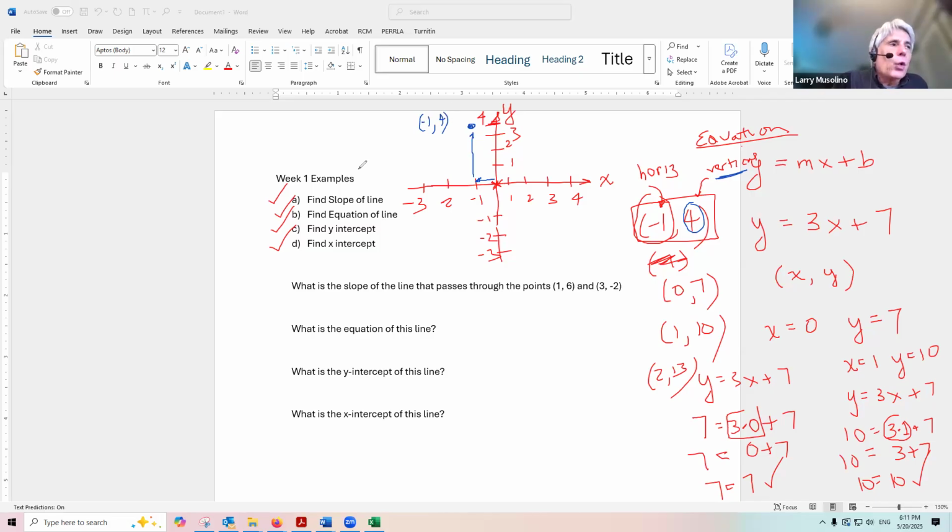Now, if I plotted more of these points, (0, 7) would be up here on the y-axis. Once you start plotting all of these points, you'll notice all of these points will line up on a straight line. When you connect these points with a straight line, that's the graph that we're interested in.